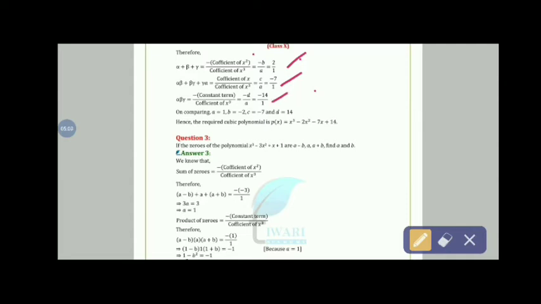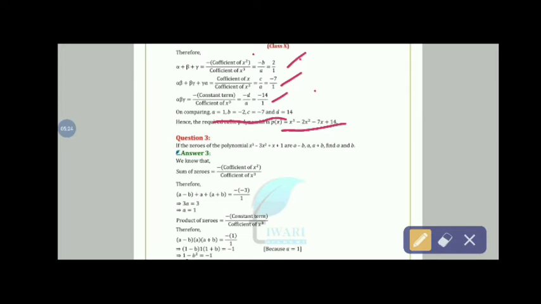So on comparing, we have a is equal to 1, b is equal to minus 2, c is equal to minus 7, and d is equal to 14. So hence the required cubic polynomial is p(x) is equal to x cube minus 2x square minus 7x plus 14. Okay, now moving towards question number 3.